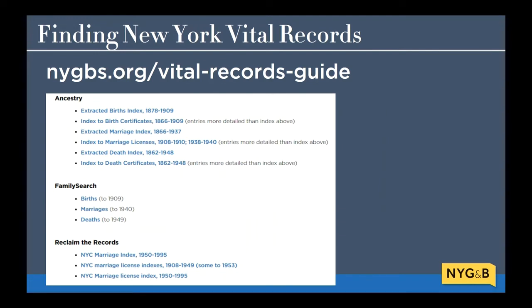Within each section of the guide, for each location, you'll see a breakdown of the available records for each time period. Here is a snapshot of just a small section of the New York City part of the guide. As you can see, these are links to all relevant online collections of vital records and indexes. You'll find more than just links in the guide. We also give instructions for accessing the records and explain about any exceptions or quirks about records from each time period.